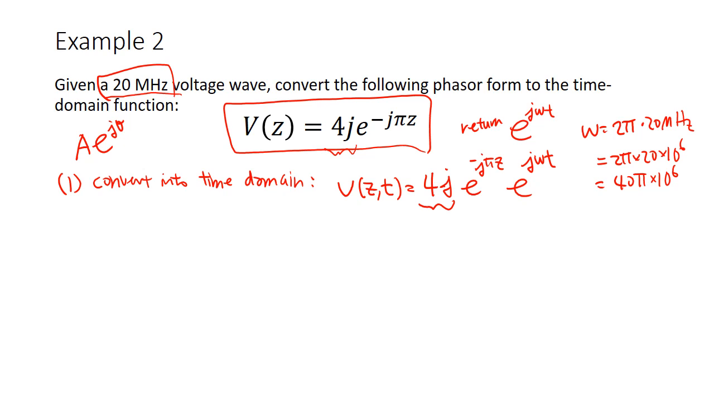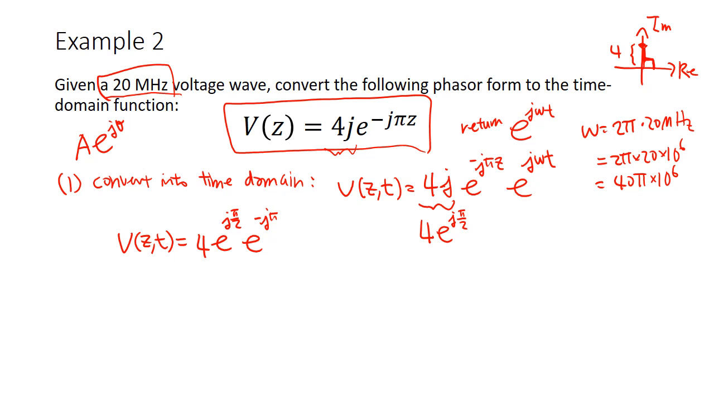So you'll note that 4j in the real and complex plane actually looks like a vector that's pointed straight up, which is an angle of pi half with a length of 4. So 4j is actually 4 e to the j pi half as a result. So let's do some combining and cleanup. We have v of z,t is going to be equal to 4 e to the j pi half e to the minus j pi z and e to the j omega t.